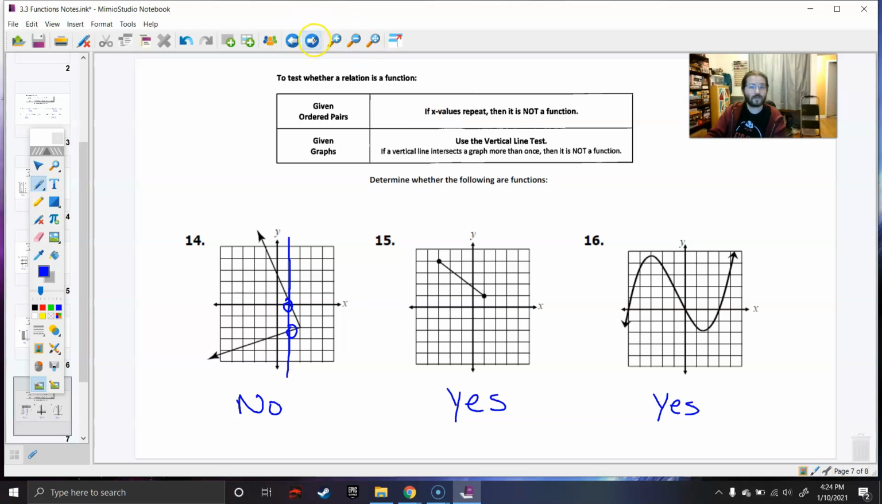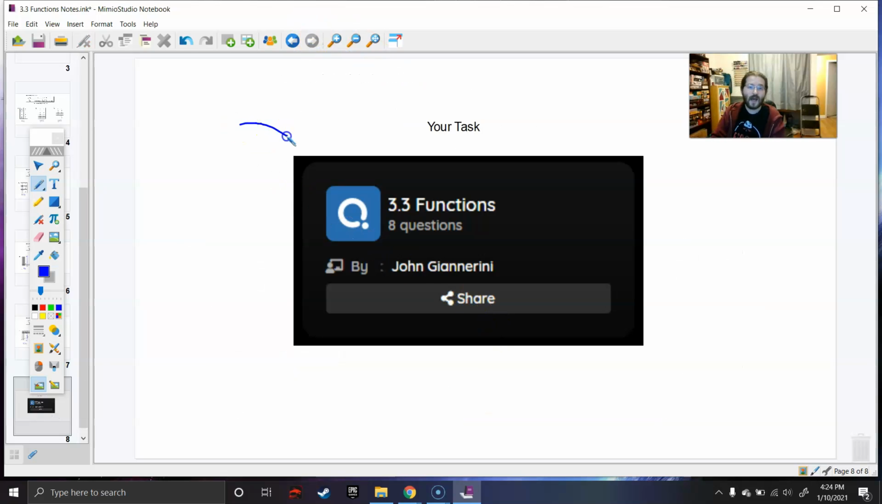Not too bad. All right, your task: I would like you to practice this concept and identify some of these functions. If you have any questions, please reach out.